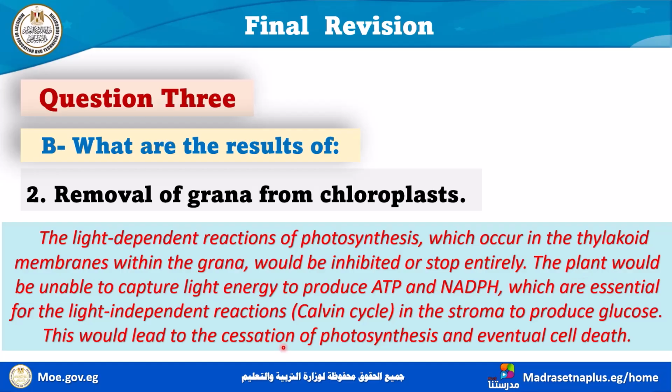entirely. The plant would be unable to capture the light energy to produce ATP, which is essential for the light-independent reactions in Calvin cycle in the stroma to produce glucose. This would lead to cessation of photosynthesis and eventual cell death. So removal of grana will lead to the plant death, as the plant will be not able to do the light-dependent reactions of photosynthesis process.